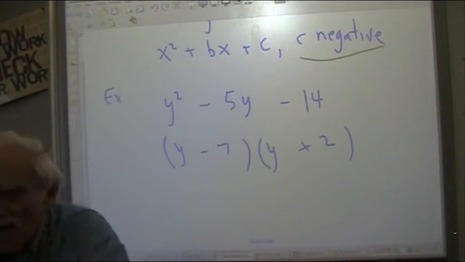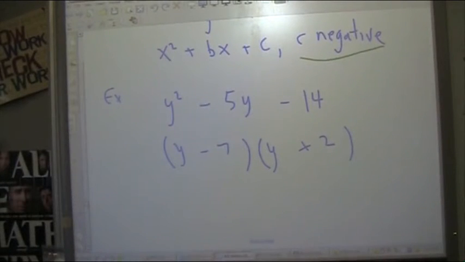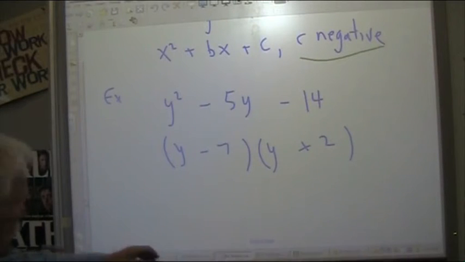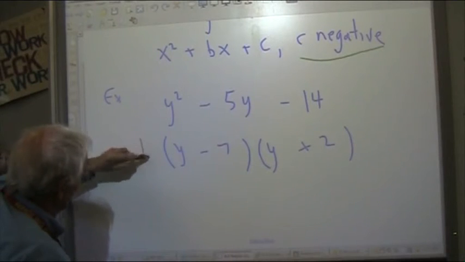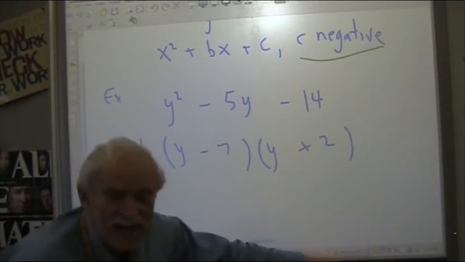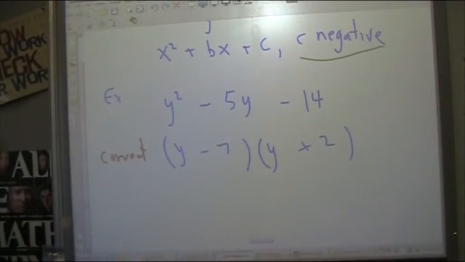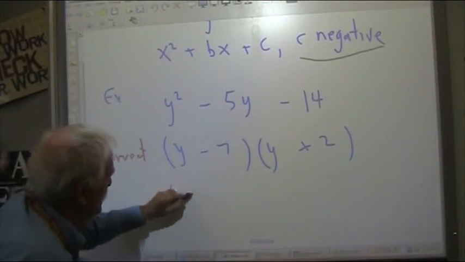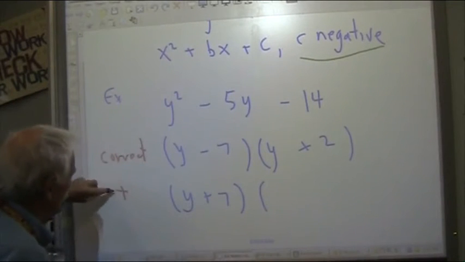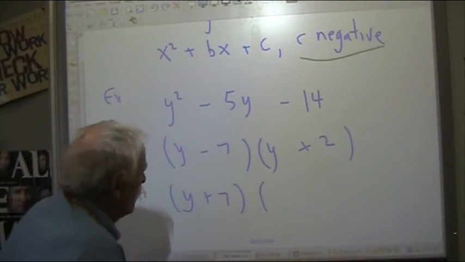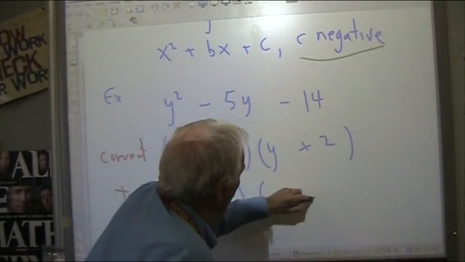But what Victoria is asking is an absolutely legitimate question. So we know this is correct, we just checked it. But say that you wrote it down the other way that Victoria mentioned: y plus 7 and y minus 2. Okay, so this is a little test. You would not know it's wrong.